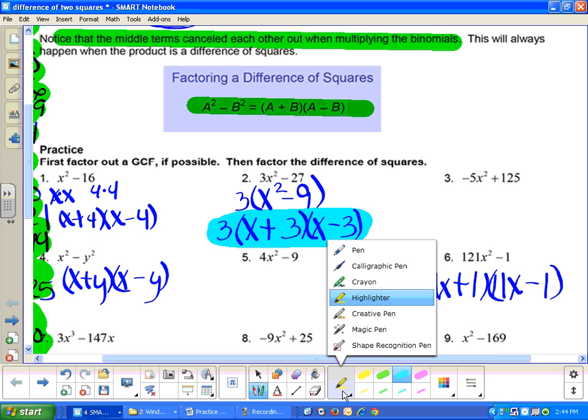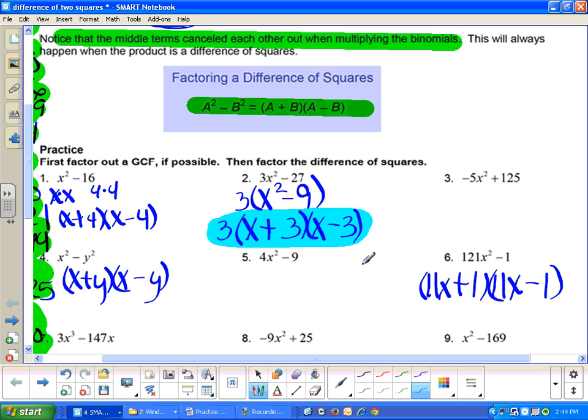And you need to make sure that you factor it completely. You can't just leave it as 3 times x squared minus 9. And you can't try to find 3 times something and 3 times 9 to get you 27 in this parentheses. You have to factor it out.